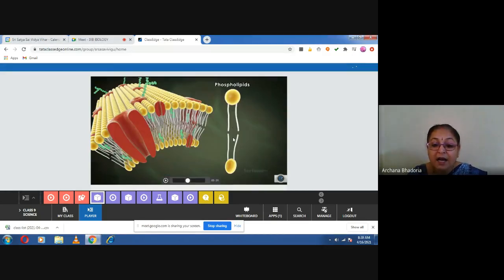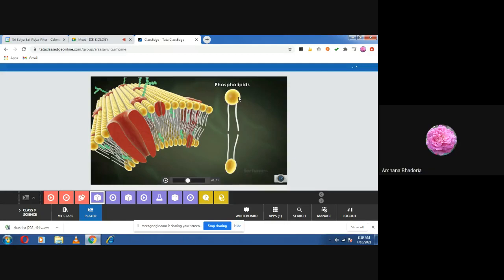So the tails are hydrophobic. Phobic word is coming from phobia, children. Phobia means fear. Okay, and the heads are hydrophilic. So try to understand, hydro meaning you know water, and philic, the philic word is derived from philly. Philly means love. Okay, so the head is water loving. The tails are water fearing. So that's why you find that the tails are facing towards each other.